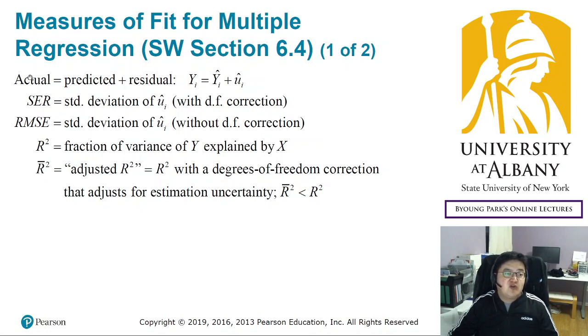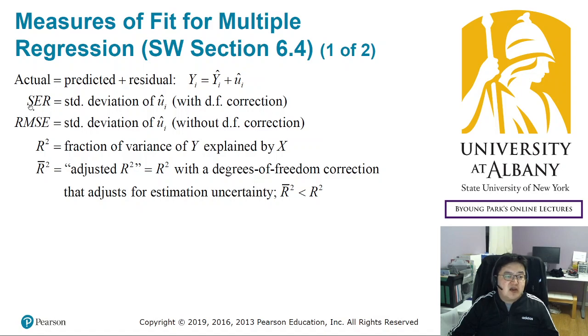The actual value can be decomposed into the predicted part and the residual. So you could predict the actual value this much, but the remainder is what you could not predict. We call that the residual. And actual equals predicted plus residual.